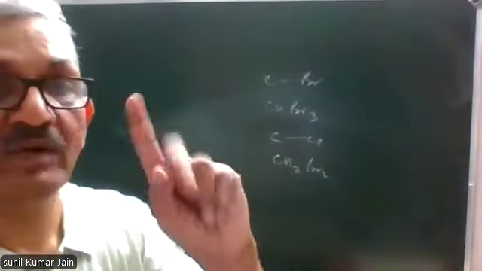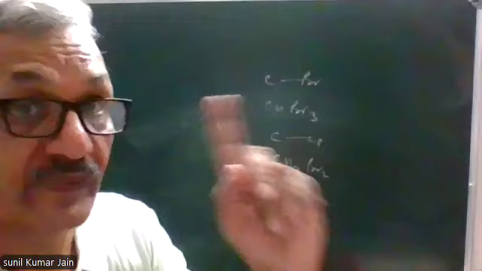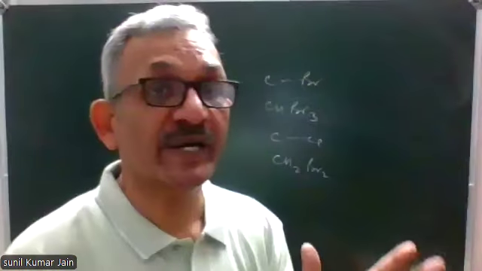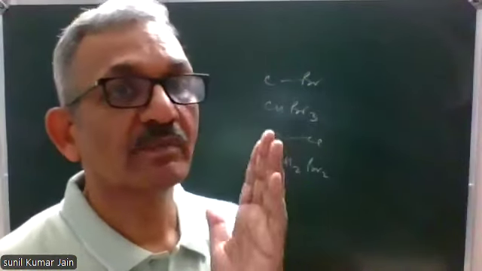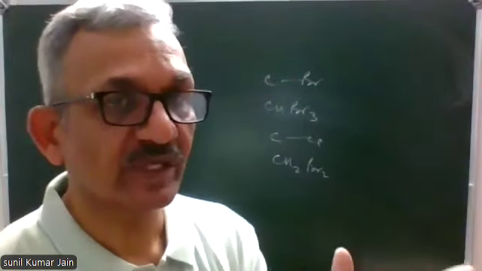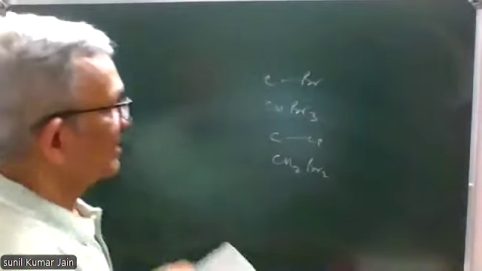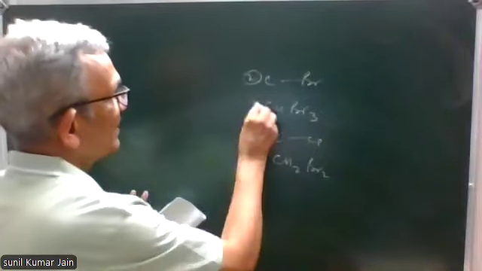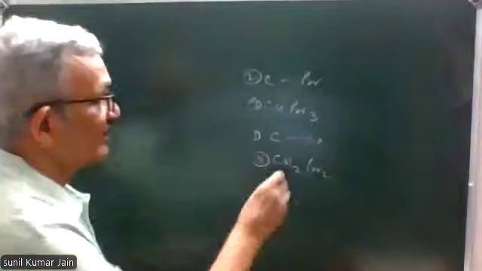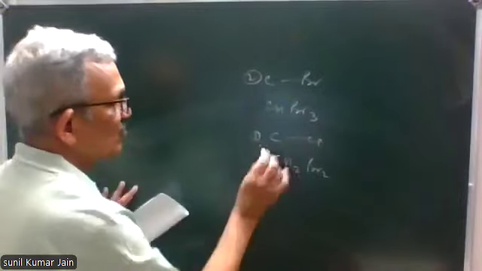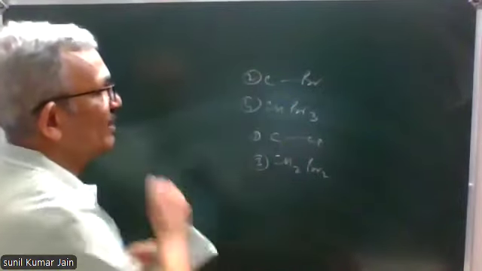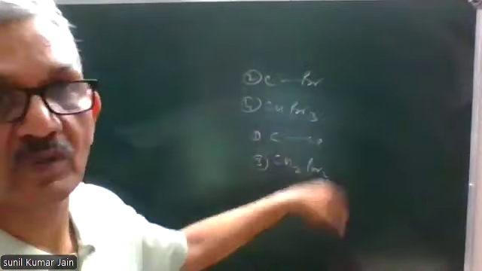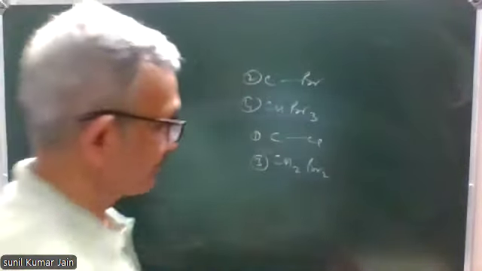See, all of them contain 1 carbon atom. We have to arrange in increasing boiling point. This question is based on molecular weight. Higher the molecular weight, higher will be the boiling point. So least will be this, then this, and this will be 3, and the highest boiling point will be bromoform on the basis of molecular weight.